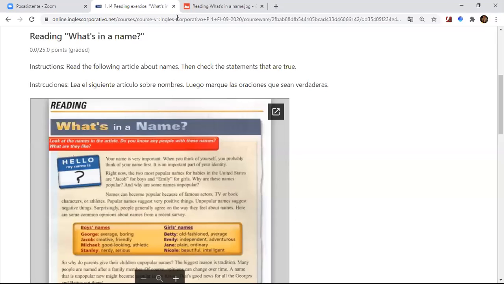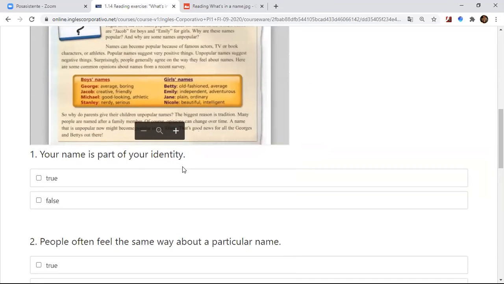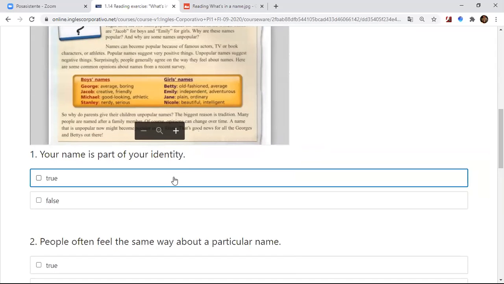Now, according to the article, you're going to tell me true or false, right? Again, number one, your name is part of your identity. Volunteer, yes. Please say your name. Say your true name. It's true. Who said true? True. Your name. It's true. True. Okay. Yes.